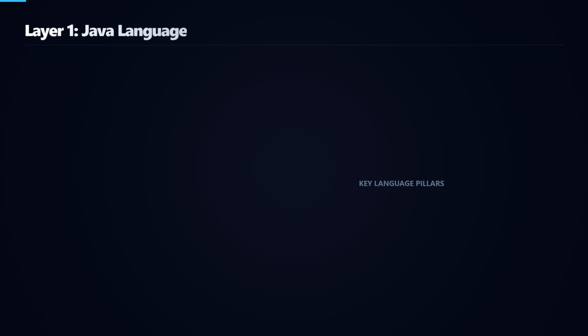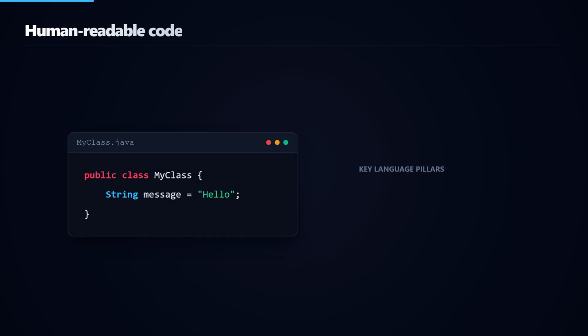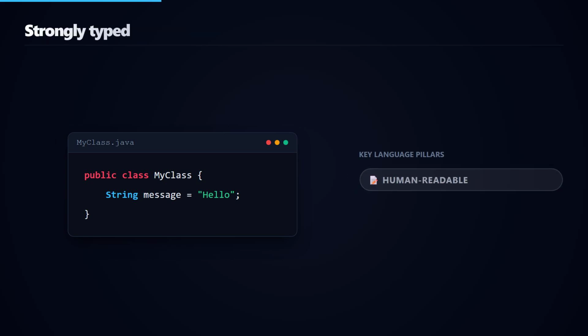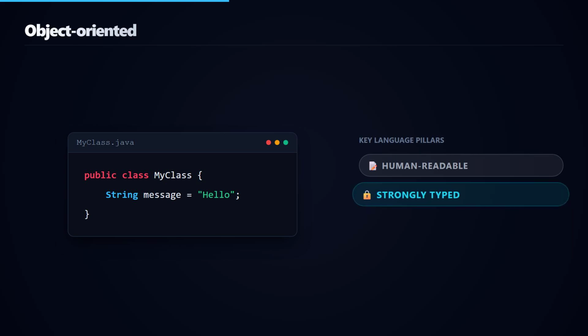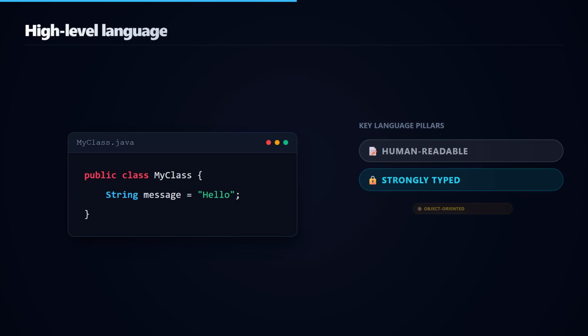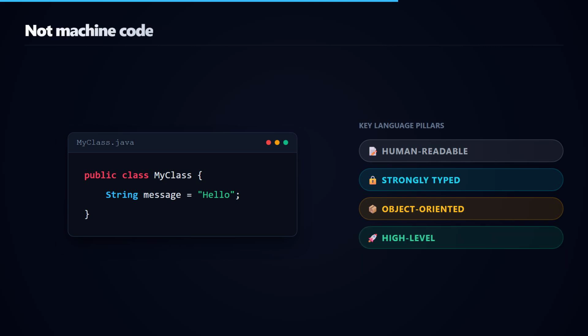Now we zoom into the first layer, the Java source file. This layer is the code humans read, write, and review. Java asks you to be clear about the types involved. It also organizes code around classes, objects, state, and behavior. The language hides many machine details, so developers focus on logic. At this stage, we are not writing direct CPU instructions. The source file captures developer intent before any conversion happens.